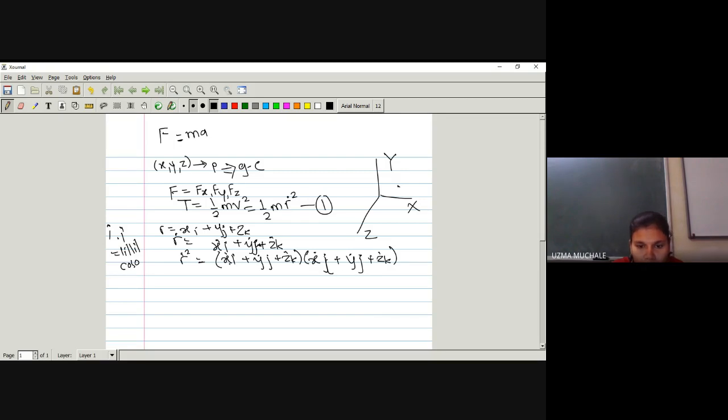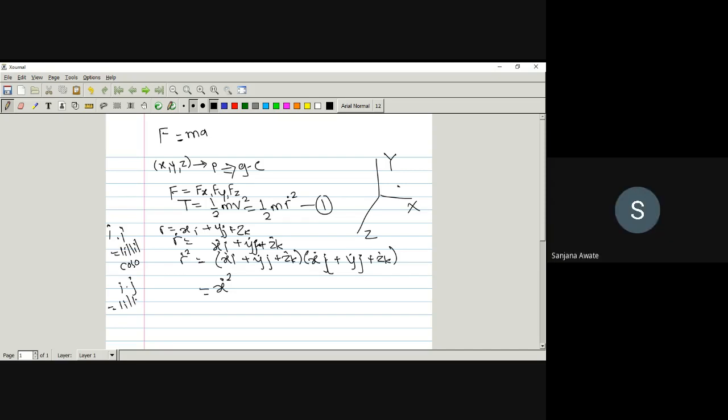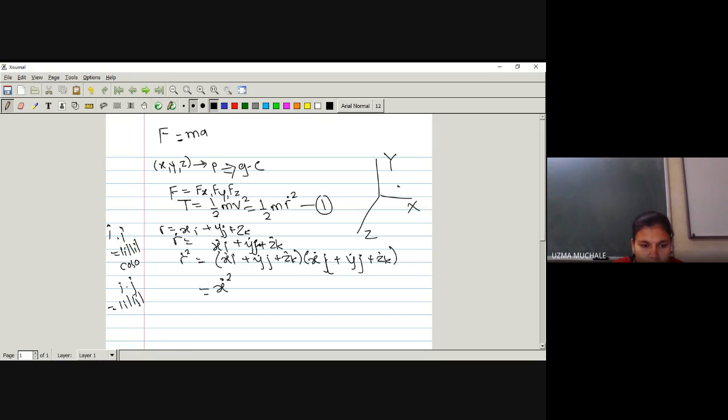So how are you going to work? x dot times x dot will be x dot square, since i dot i is 1. What will be i dot j? I told you. How are you going to evaluate? It is mod i, mod j, cos of the angle between i and j. What is the angle between i and j? That is 90 degrees. It is cos 90, which is 0. It will be 0.